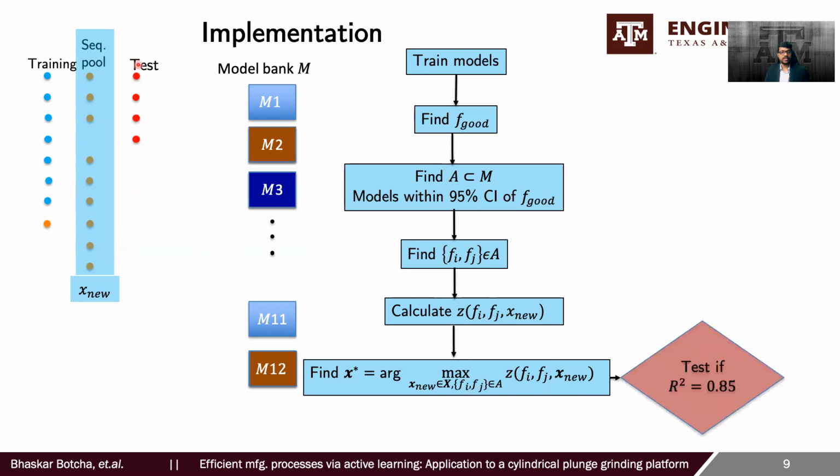So again, we use this test set and see if the R square has reached 85%. If it didn't, we'll go through the same sequence again. If it did, we will stop and see how many experimental points are in the training pool.